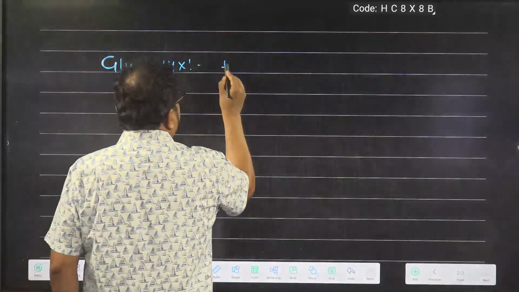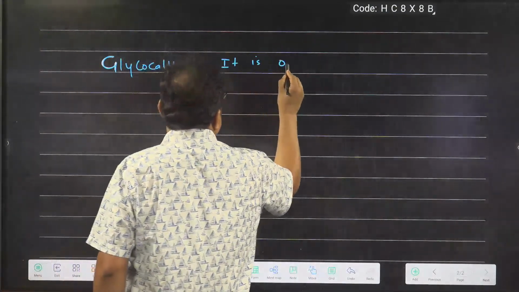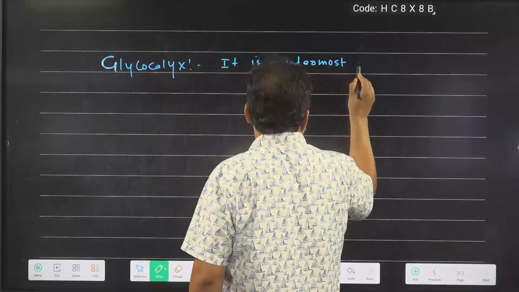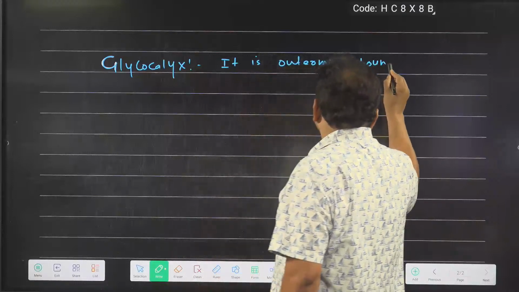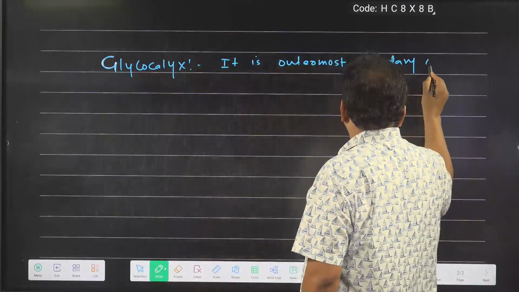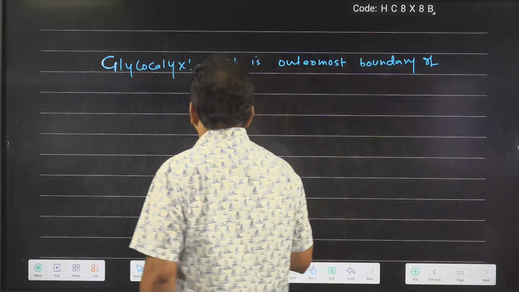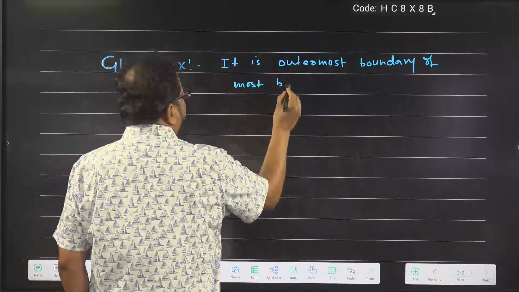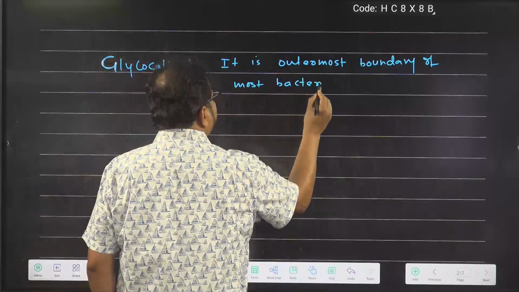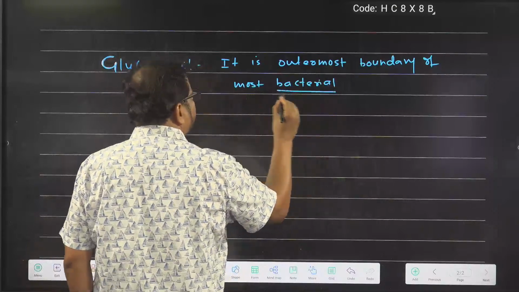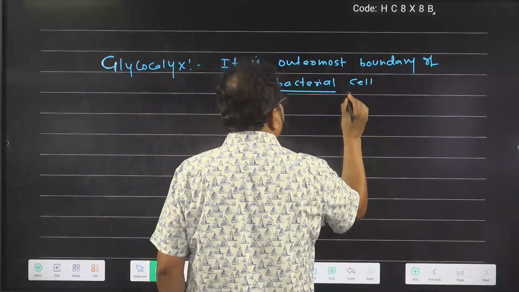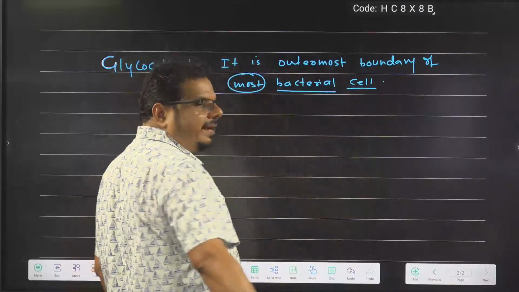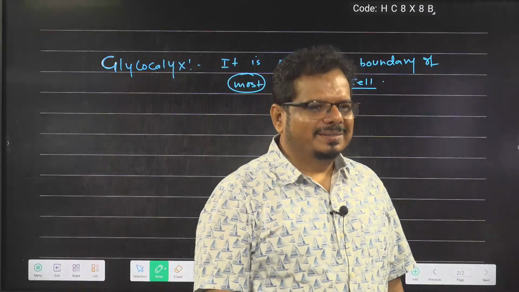So it is the outermost boundary of most bacterial cell. Bacterial cell, why am I writing bacterial cell? Because bacterial cell is an example of prokaryotic cell. And as I wrote "most", it means it is not present in all.